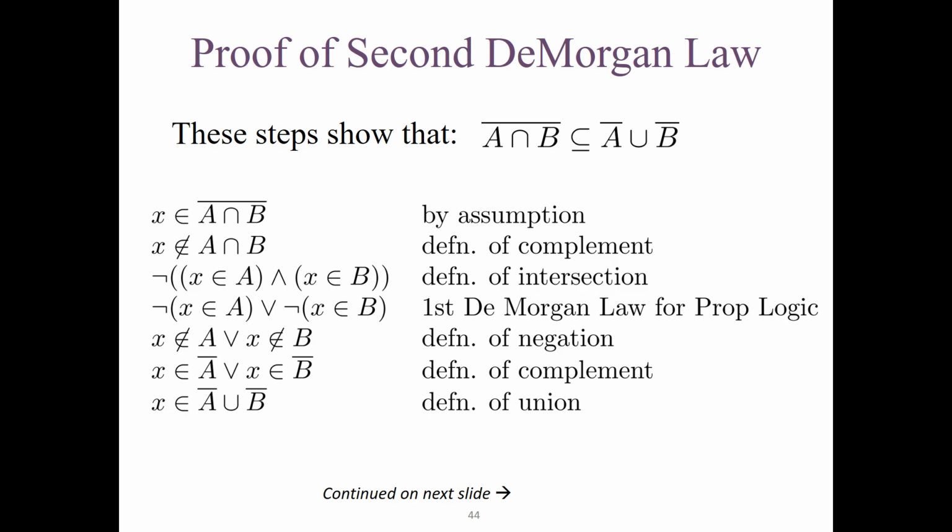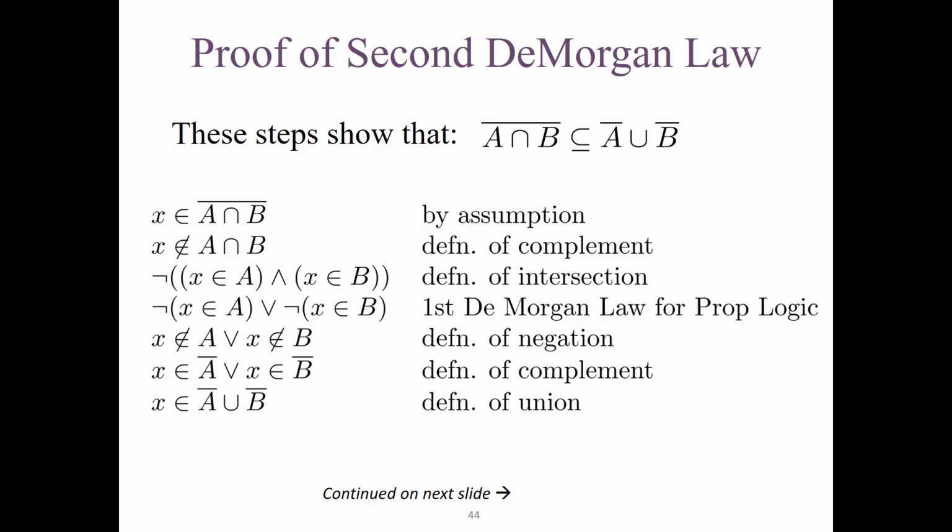And then we follow the definition. Once x is in A bar or x is in B bar, that is the definition of union, right? So x is in the union of these two sets. Now we derive the result, because we can show that once x is in the left-hand side set, then x is also in the right-hand side set. Then we can claim that the set on the left-hand side is a subset of the set on the right-hand side.